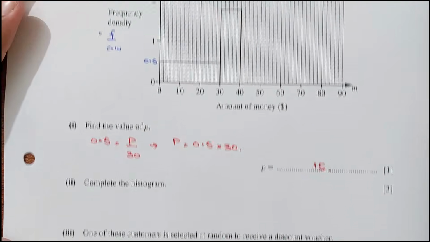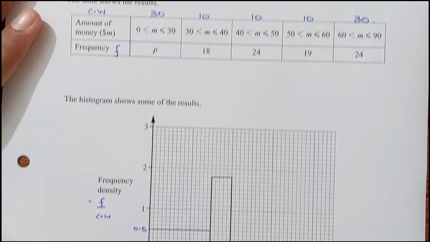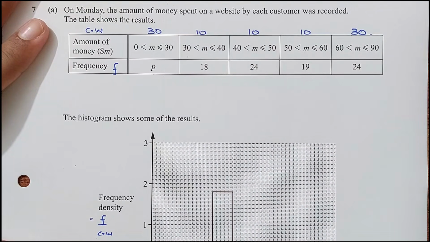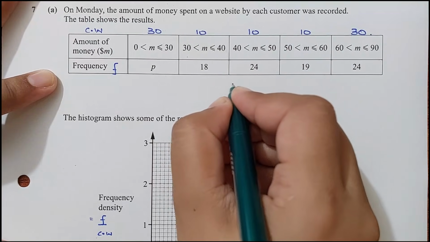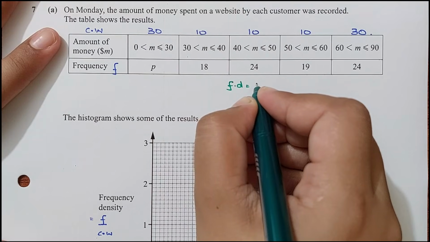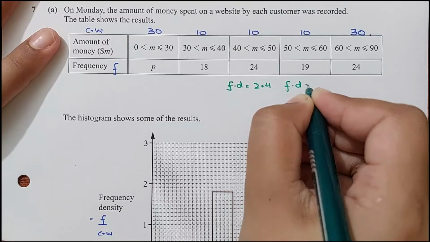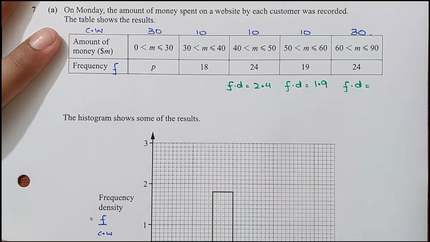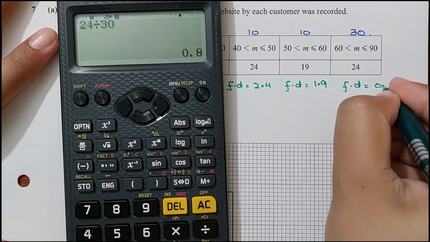Now for the second part, complete the histogram. So we have done the histogram between 0 to 30 and 30 to 40. 40 to 50, 50 to 60, and 60 to 90 are left, right? Okay, so between 40 to 50 we have the frequency and the class width. Let me find the frequency density, which is frequency over class width. So 24 over 10 is 2.4. 19 over 10 is 1.9. This class width is 24 over 30. 24 divided by 30 is 0.8.